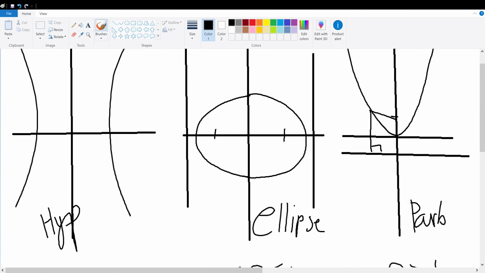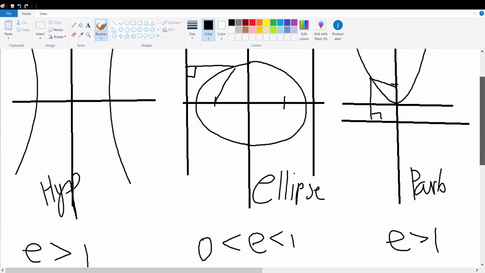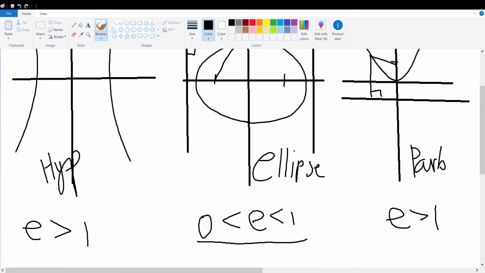So, continuing with that definition, the distance, or the segment, you can say this point, but it can be any point, this segment divided by its perpendicular distance to its directrix will be less than 1 and greater than 0, right here, with its definition of eccentricity.